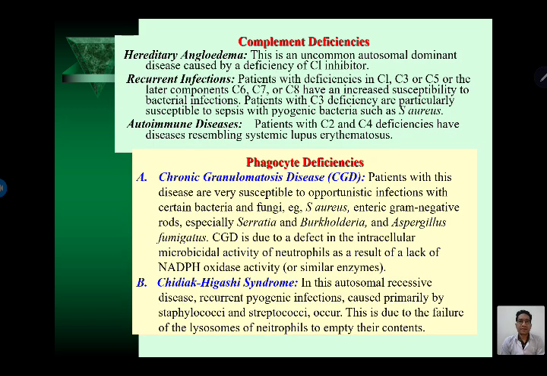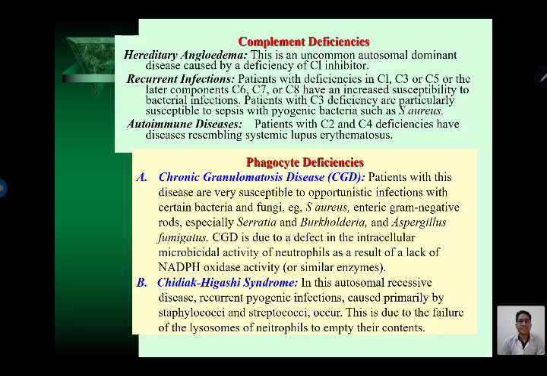The complement deficiencies. Hereditary angioedema is an uncommon autosomal dominant disease caused by a deficiency of the C1 inhibitor. Recurrent infections: patients with deficiencies in C1, C3, or C5, or the later components C6, C7, and C8, have increased susceptibility to bacterial infections.